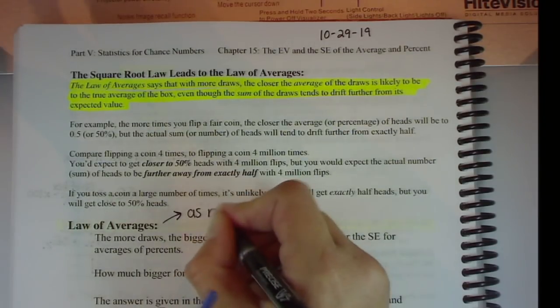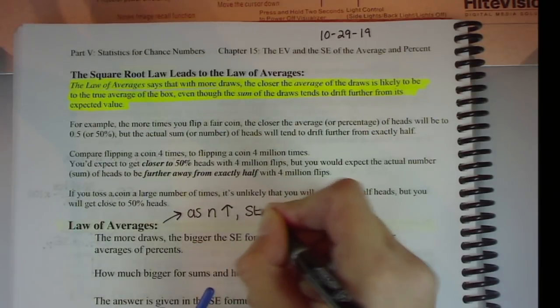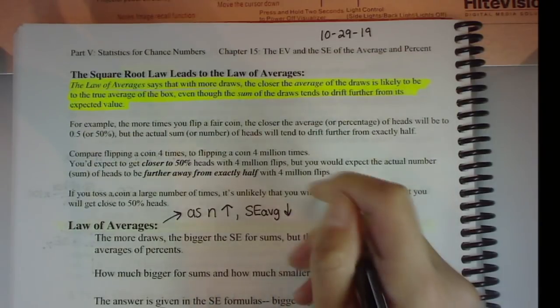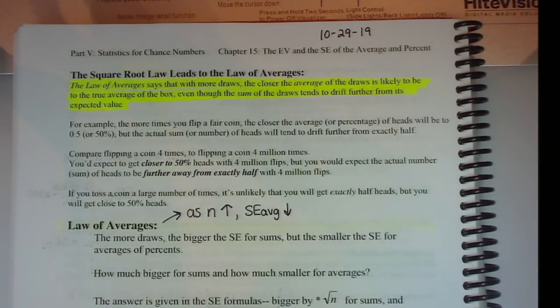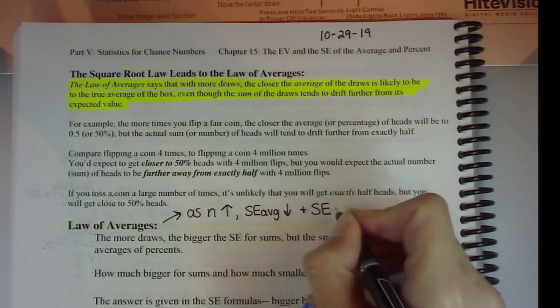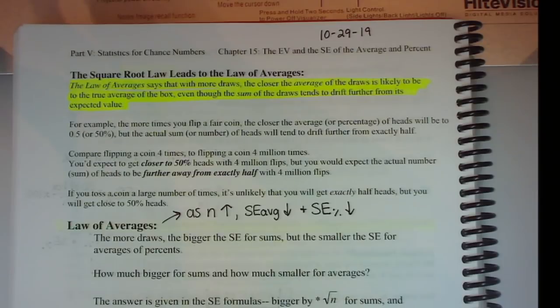It's saying as n increases, our standard error for the average decreases. Okay, so as n increases, your standard error for the average decreases, which means your average is going to have less error. And same with percent. My standard error for the percent also decreases.